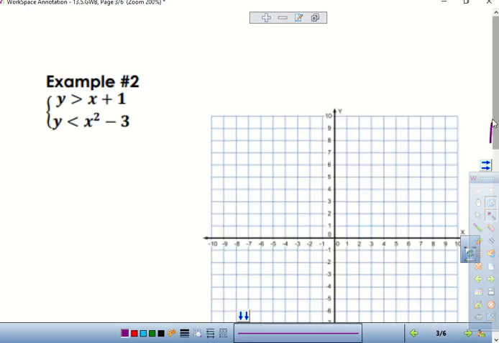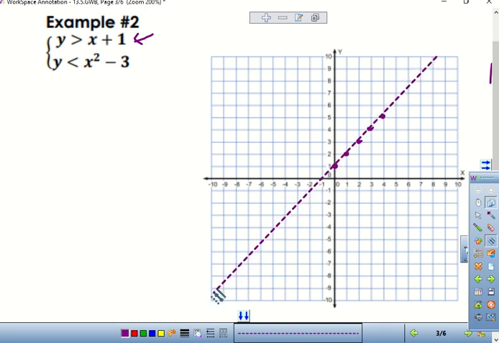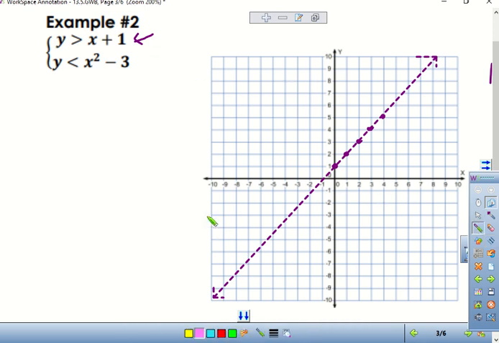All right, so for the next one, we'll start the first one by graphing the linear equation. So we start at 1, and we go up 1 over 1. And we're going to do that a few times until we see what the line looks like. And once again, the line is going to be dashed because the inequality doesn't have an equal sign underneath it for this first one. It's greater than, so we're going to shade. What do you guys think? Above.